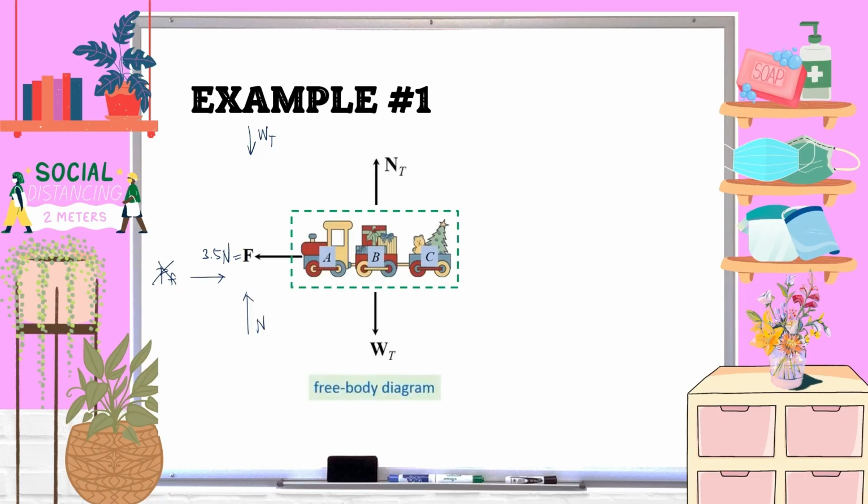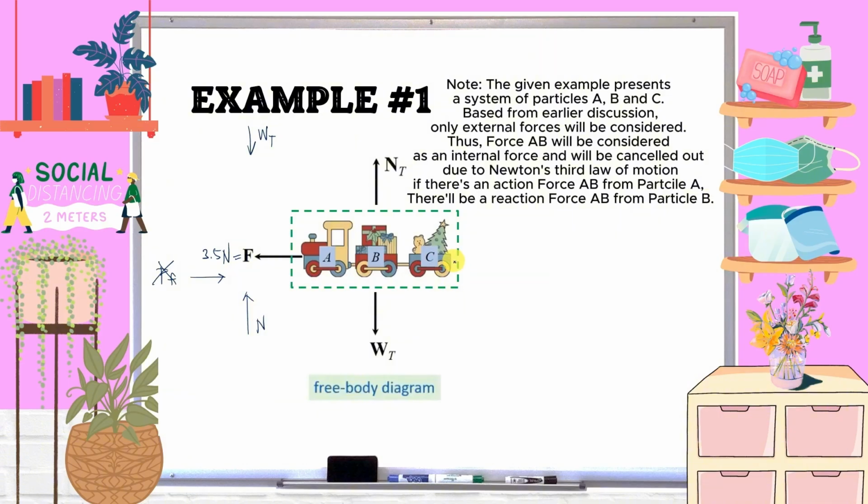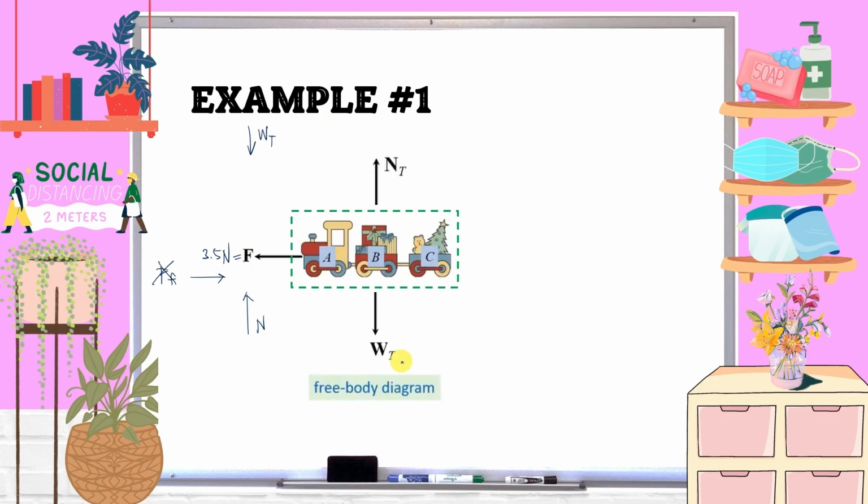So in the drawn free body diagram, as you notice, this is a system of particles. Therefore, we don't calculate the internal force. We consider the three masses A, B, and C as one whole system of particles. So therefore, we consider them as having no internal forces. Kaya kinakalkula natin total weight, total normal force. So sometimes yung normal force nandito siya. So sometimes nandito yung weight.